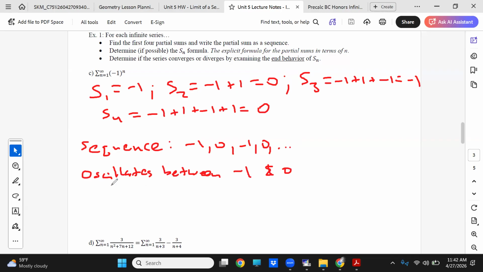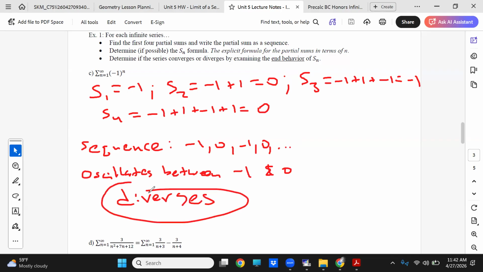Nope. If you see an oscillation, you automatically go straight to diverge. You automatically conclude that. So for part C, we calculate the partial sums.